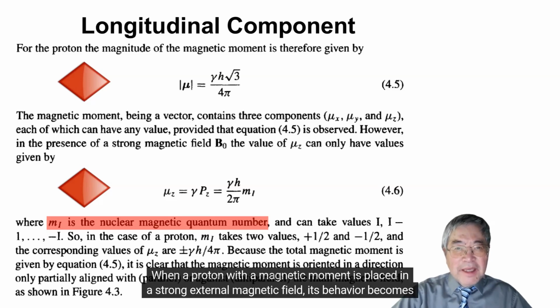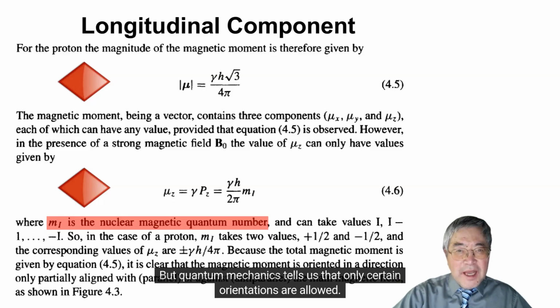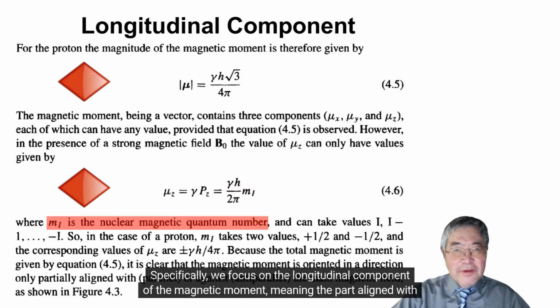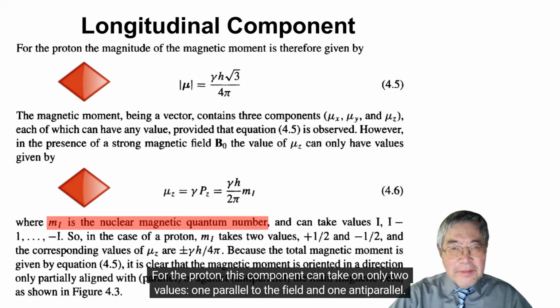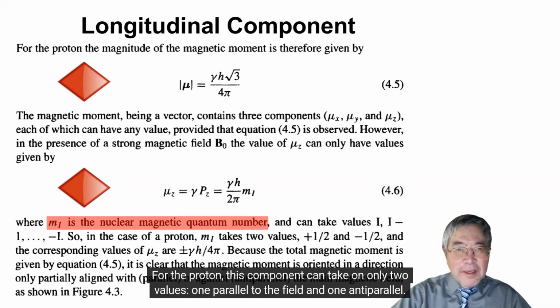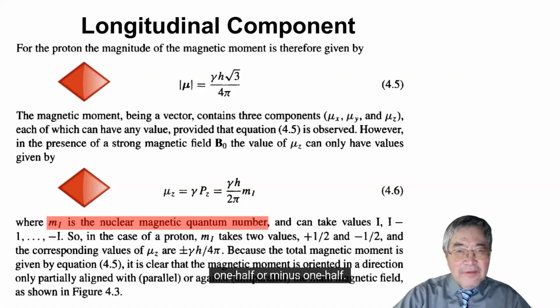When a proton with a magnetic moment is placed in a strong external magnetic field, its behavior becomes quantized. Classically, you might imagine that the magnetic moment could point in any direction. But quantum mechanics tells us that only certain orientations are allowed. Specifically, we focus on the longitudinal component of the magnetic moment, meaning the part aligned with the external field. For the proton, this component can take on only two values, one parallel to the field and one antiparallel. These values are determined by the nuclear magnetic quantum number m_I, which for a proton can be +1/2 or -1/2.